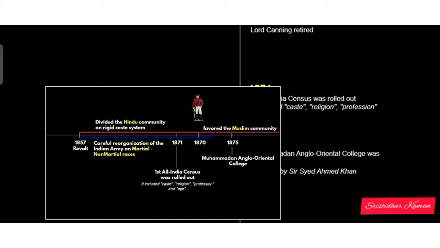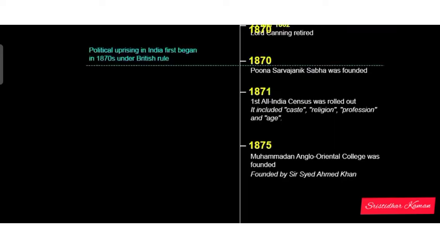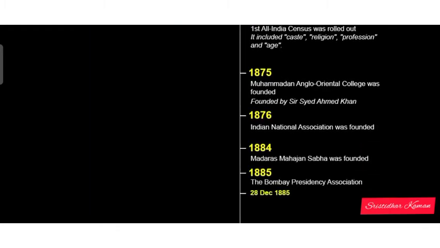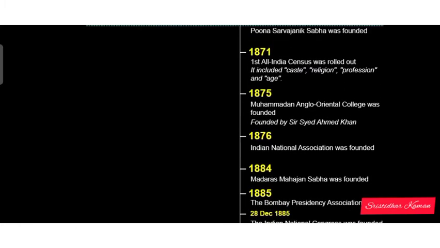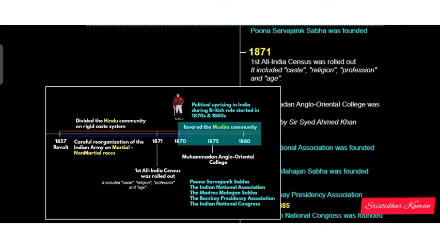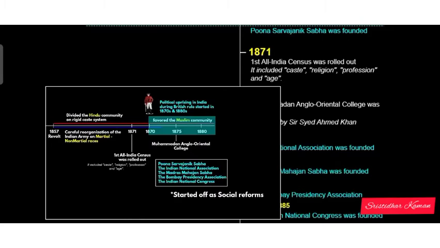As a result of that, the actual political uprising in India during the British rule first began in the 1870s and 1880s. Groups like Pune Sarvajanik Sabha, the Indian Association, the Madras Mahajan Sabha, the Bombay Presidency Association, and of course the Indian National Congress started emerging. Always remember this point: in India, social reforms came first before any nationalist movement or any political reform. All these groups that I'm talking about are political groups, but they started off with social reforms. That's why they are also called socio-political organizations. So actual political uprising in India for the first time under the British rule began after the 1870s and 1880s.